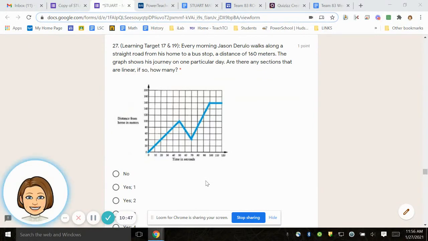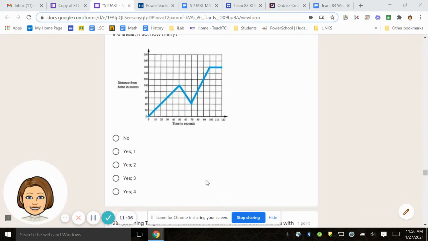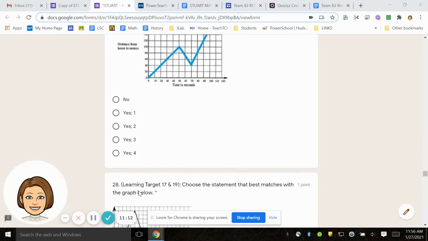Number 27. Every morning, Jason Derulo walks along a straight road from his home to a bus stop, a distance of 160 meters. The graph shows his journey on one particular day. Are there any sections that are linear? If so, how many? No. Yes, 1. Yes, 2. Yes, 3. Yes, 4.